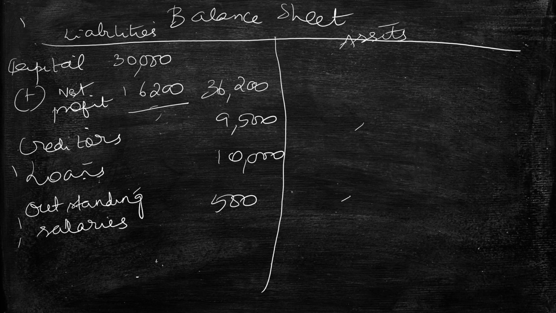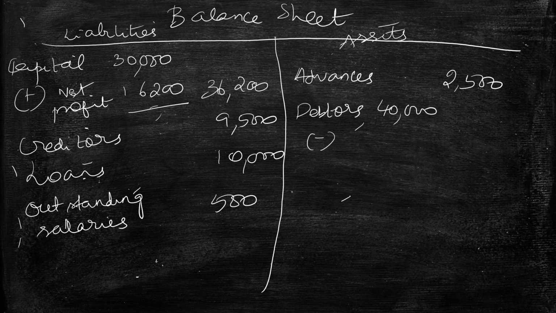Then we have to enter the amounts in the asset side. We have advances. Advances means we have given advance to somebody which we have to receive, so it will be an asset. Next one, we have debtors. Our debtor value is 40,000. This year we have a provision for bad and doubtful debts, which is 2,000. So after deducting, our current debtors will be 38,000.